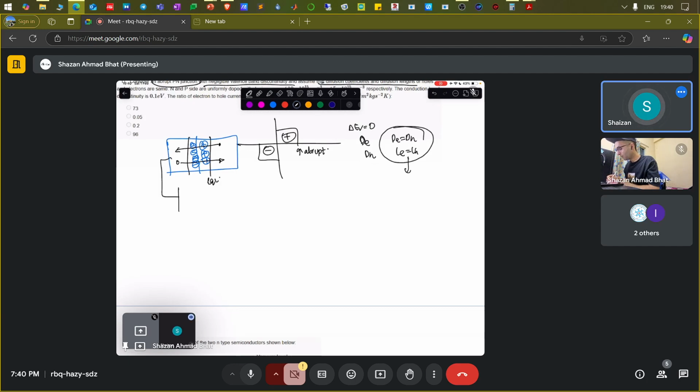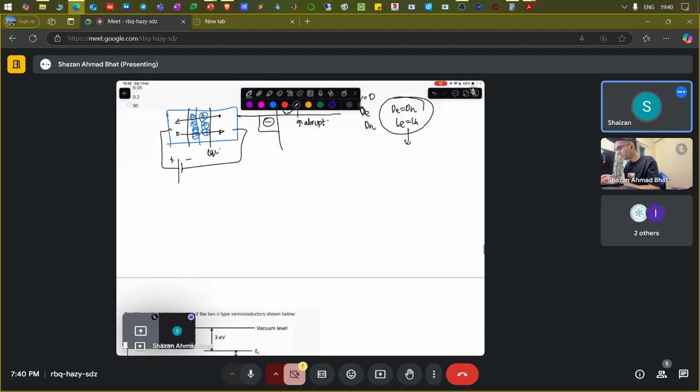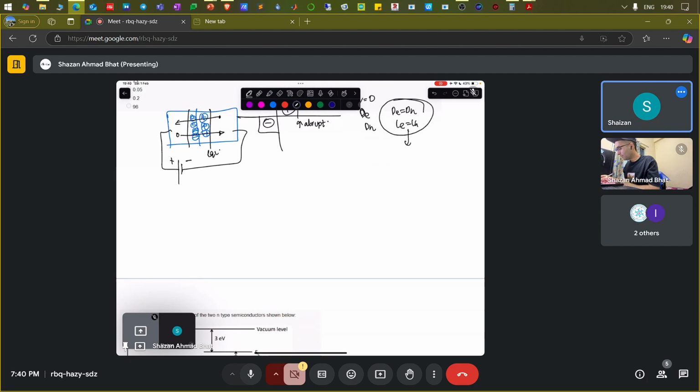If you apply a positive bias, what is going to happen? The electron coming from this end to this end will face the holes and try to recombine. Similarly, holes going from this end to this end will face the electrons and try to recombine. So the length they travel before recombining is the diffusion length, and they are considered here to be equal.